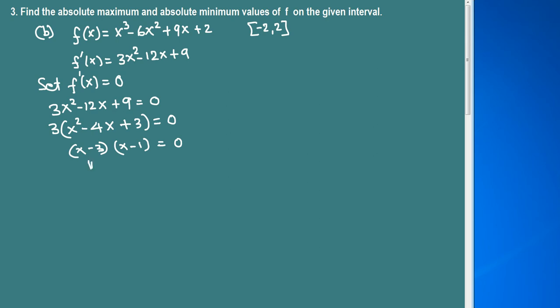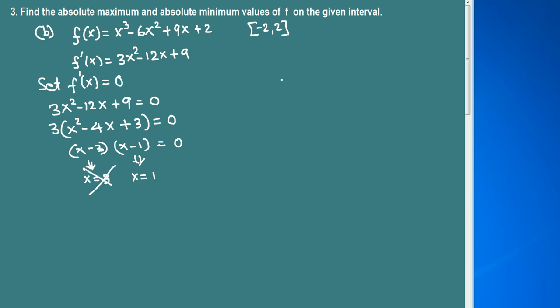From the first factor we get x equals 3. From the second factor we get x equals 1. So 1 and 3 are the critical numbers of this function. This is a polynomial, so we don't have to look for other critical numbers, but we want to consider only those critical numbers that lie inside [-2, 2]. 3 is outside of this interval, so we don't want to consider this one.